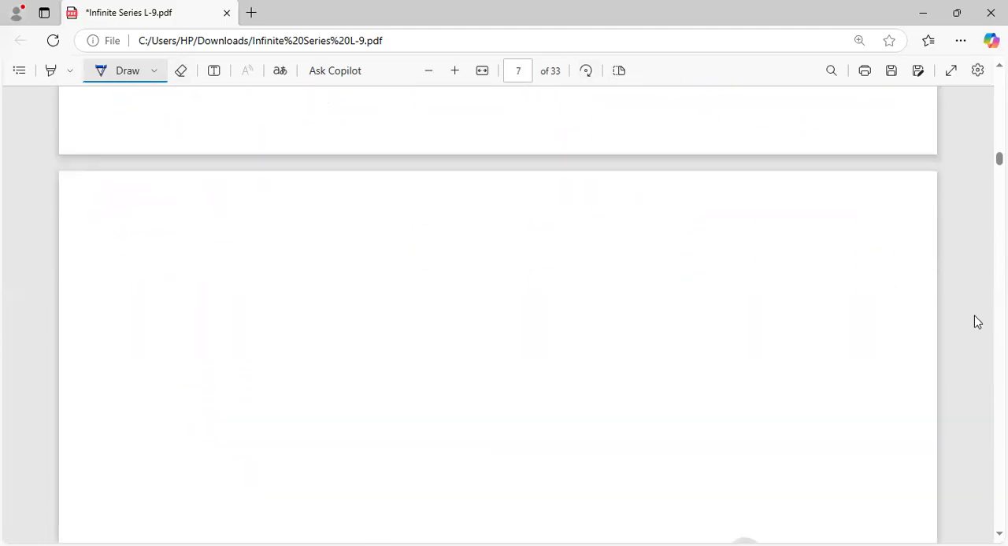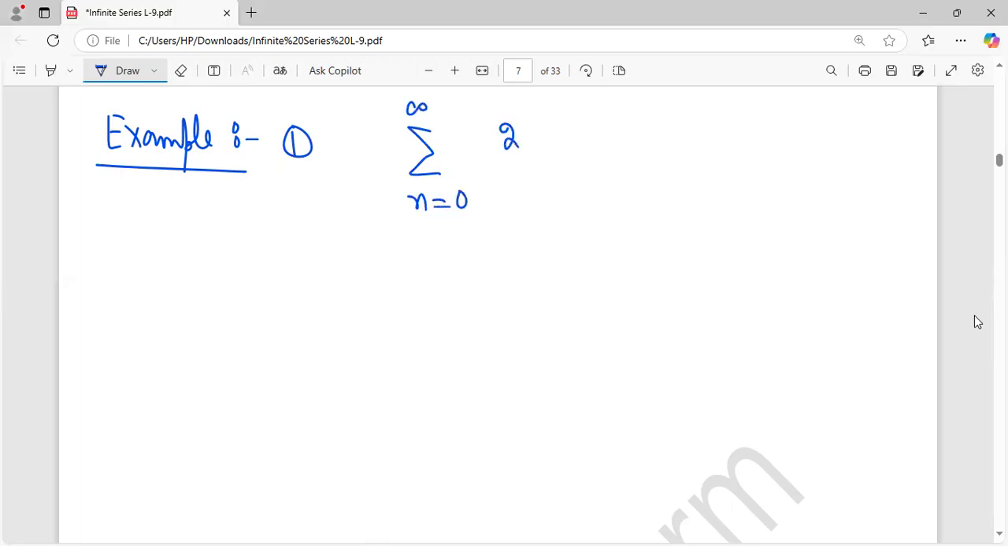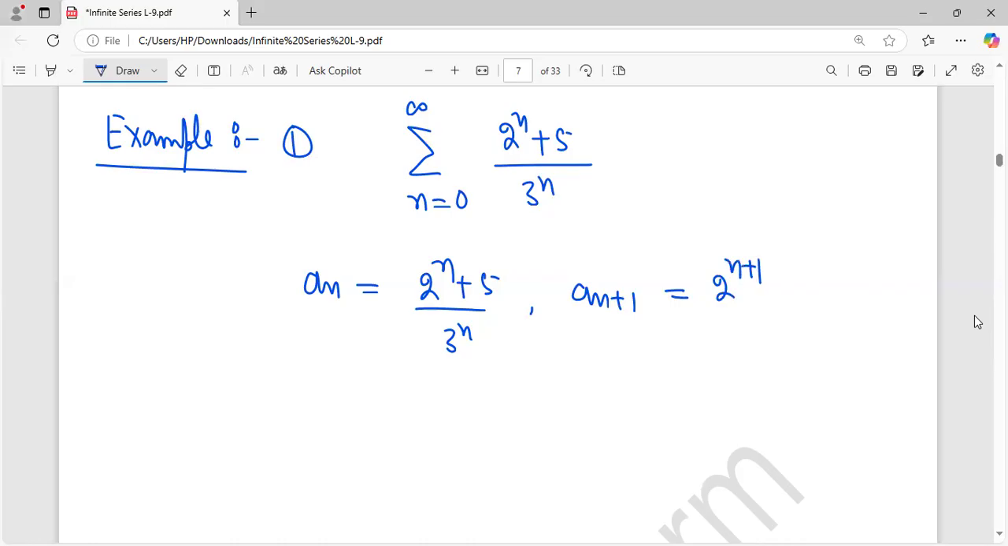Now we will see some examples. Example 1. This series, summation n goes to infinity, 2 to the power n plus 5 upon 3 to the power n. What is a_n here? So then what is a_{n+1}? You put n plus 1 in place of n.